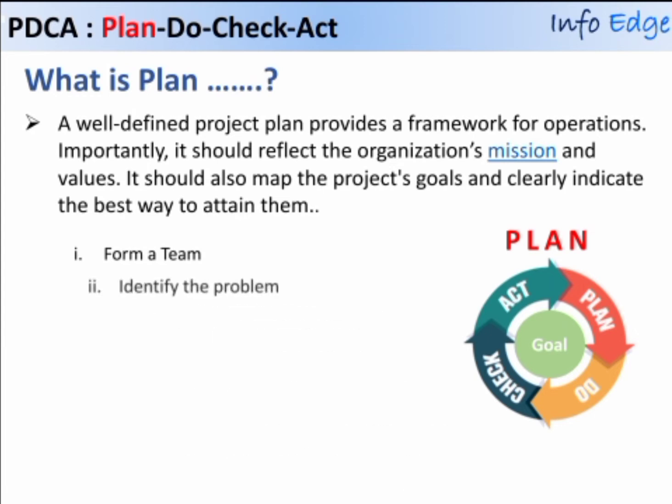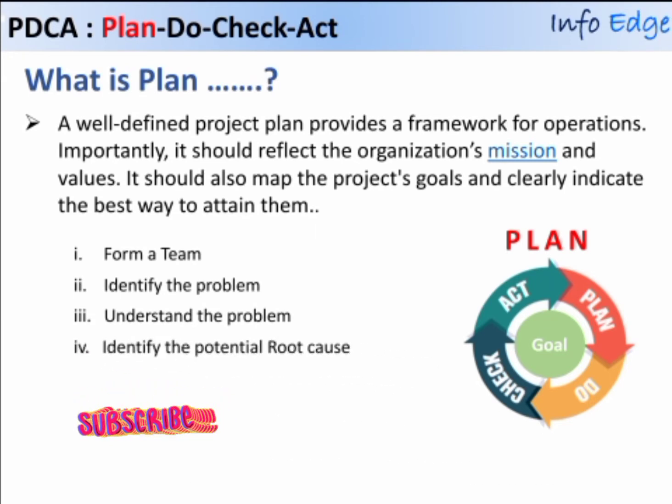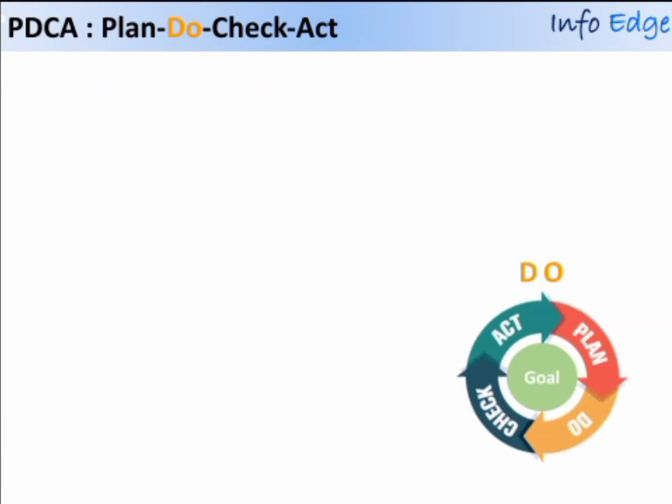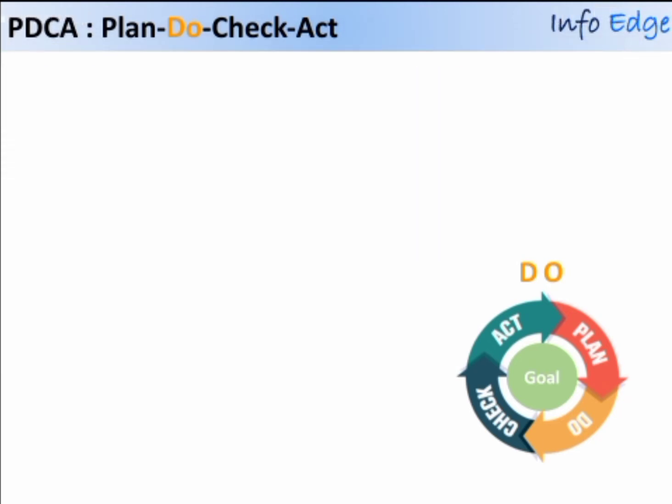While making a plan, first we have to form the team and identify what the problem is or what the aim of the project team is. Understand the problem. We have to thoroughly understand the problem or the project requirements. Identify the potential root cause. So that is next.